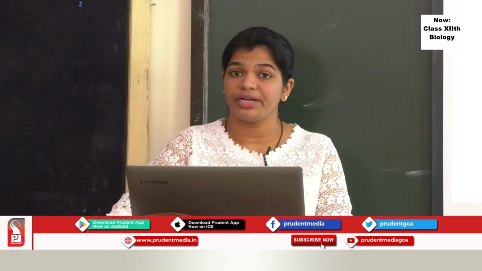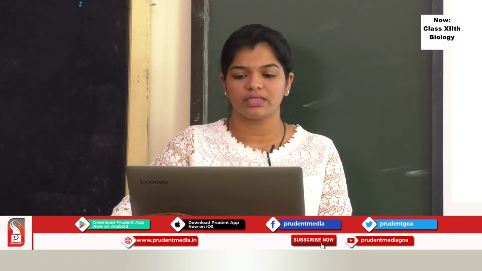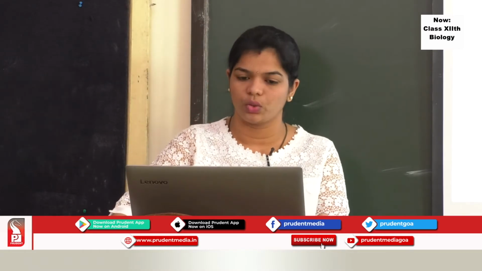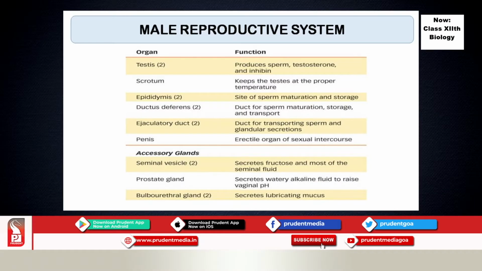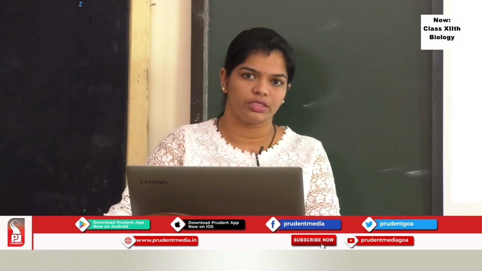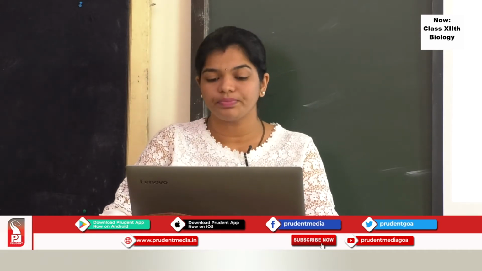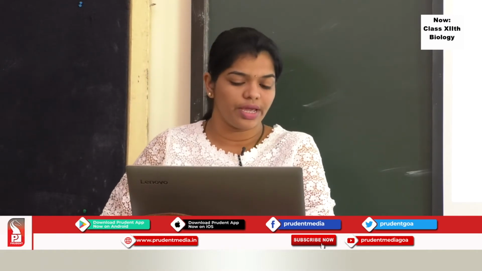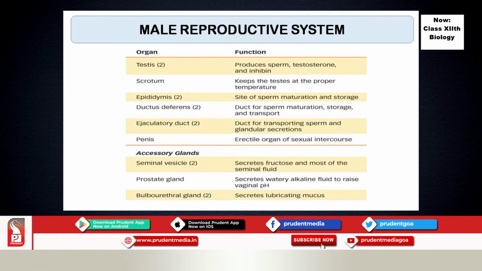Then is the external genitalia of the men, that's penis, which is an erectile organ which is involved in sexual intercourse. Then accessory glands are the ones which add secretions to the sperms. For example, seminal vesicle is a paired accessory gland which secretes fructose and most of the seminal fluids. Then you have a prostate gland, which secretes watery alkaline fluid to raise the pH, and you have bulbourethral glands, which secrete the lubricating mucus.